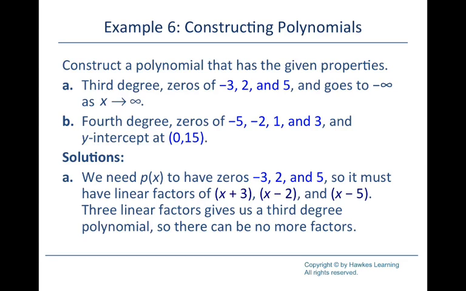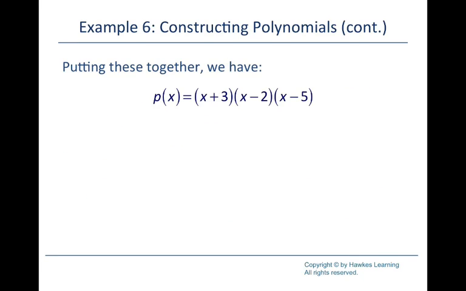So let's look at a first. We need to change those zeros to factors. So the negative 3 becomes an x plus 3 as a factor. The 2 becomes an x minus 2 as a factor. And the 5 is an x minus 5 as a factor. So the 3 linear factors, with 3 x's, will give us a third degree polynomial. We know that's it. There's no complex factors. There's only these real number factors. So putting these together, we have p of x is equal to x plus 3 times x minus 2 times x minus 5.